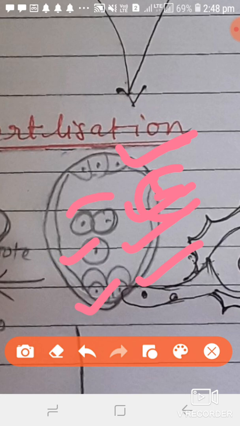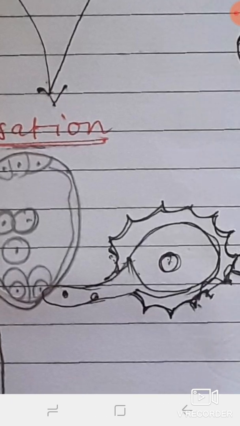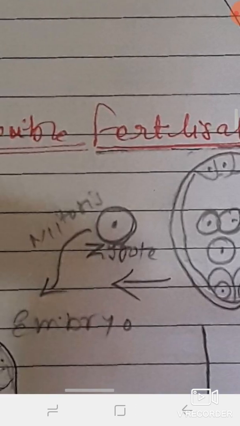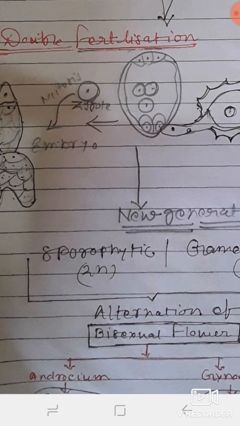Clear? And here you can observe the condition of the pollen grain. The pollen grain is shown here along with its pollen tube and containing two male nuclei inside it. So that is the situation during syngamy.